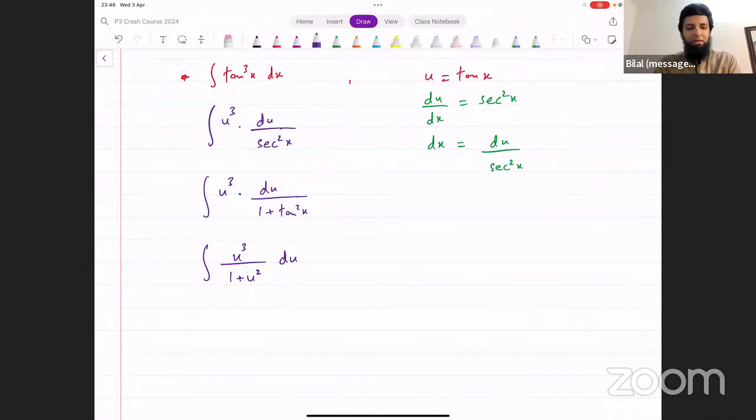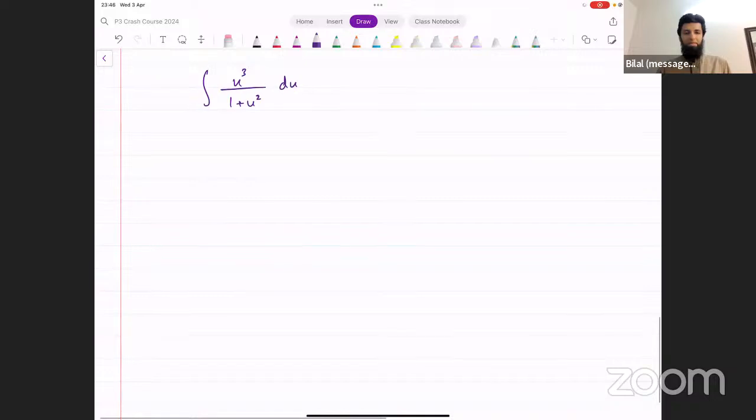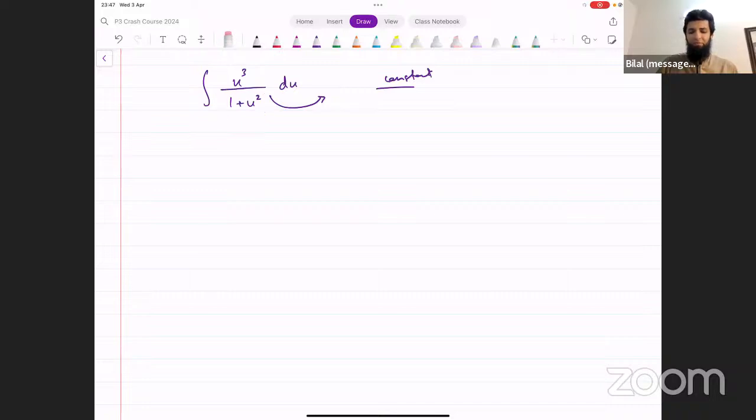How do we integrate this now? u cubed over 1 plus u squared. What method do we have to use? ln rule does not work. Tan inverse doesn't work. Partial fractions don't work. Is it tan inverse form, by the way? Can this be integrated to tan inverse? For tan inverse, in the numerator, you want a constant. Denominator is that form, yes, 1 plus variable squared, but in the numerator, you want a constant. It's not a constant, so tan inverse does not work.